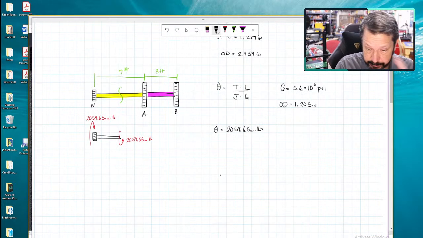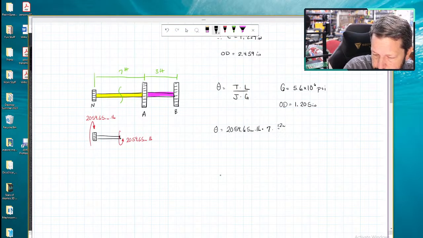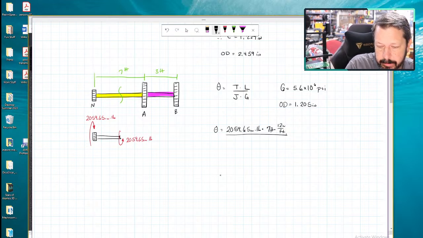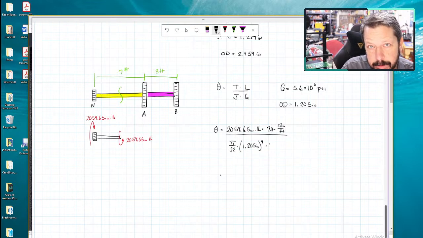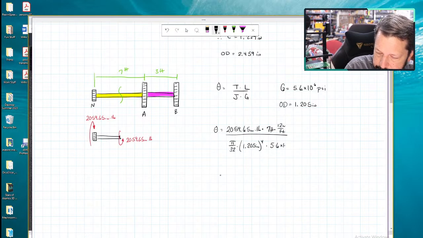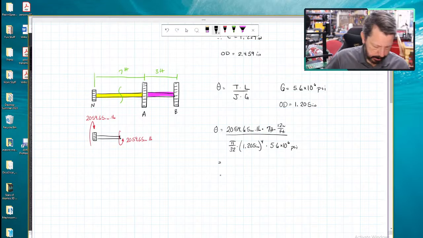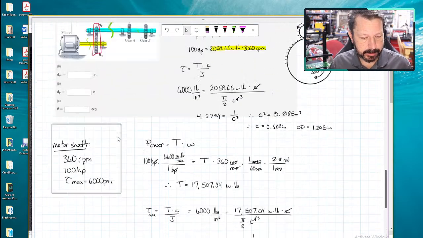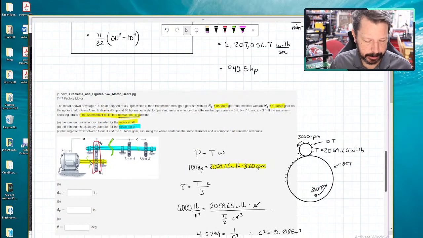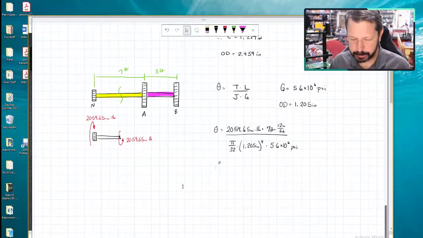The length of that section is 7 feet. I'm going to convert that over 12 inches per foot. We found its outer diameter, so pi over 32 times 1.205 inches to the fourth. And then we just looked up the modulus of rigidity, 5.6 times 10 to the 6th PSI. So all those units should cancel out for us. And then we can find the radians that the yellow piece of this shaft twists. That is not the same yellow that I started out. I should have used a different color. For some reason I switched them up. So just this one. Look at this picture.